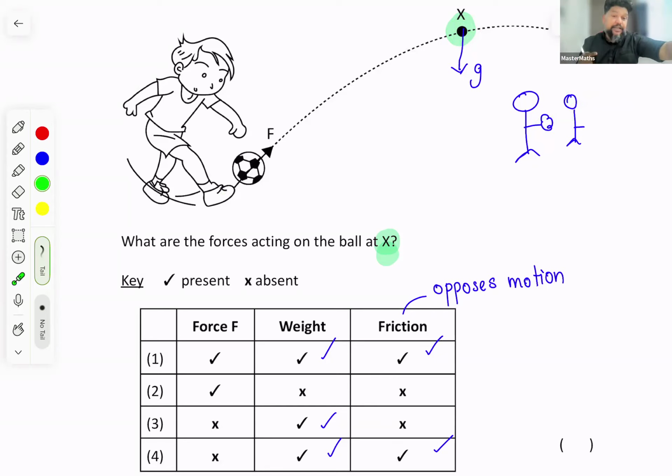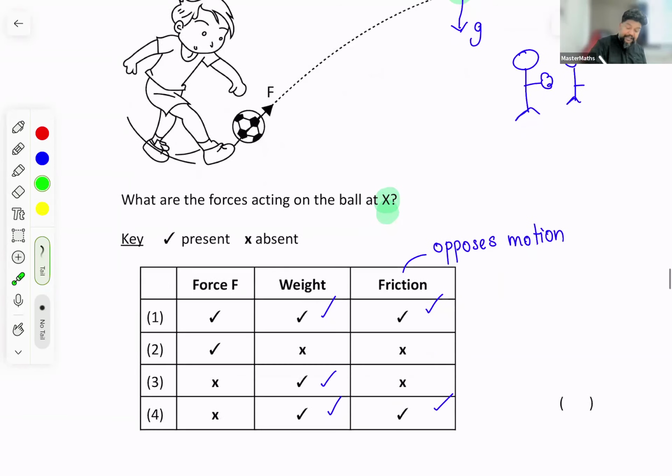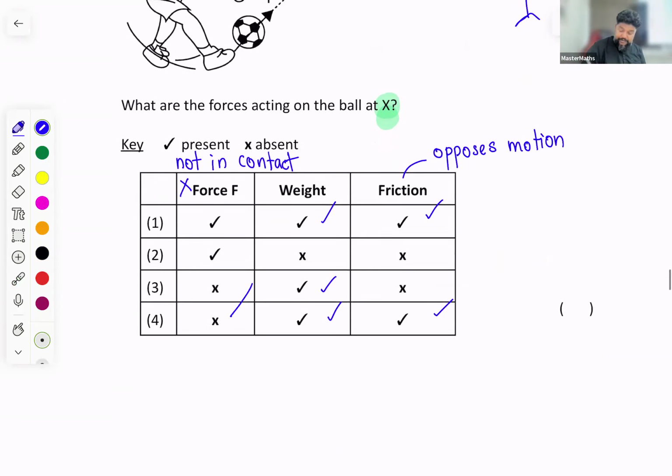Remember, there are certain forces that need to be in contact to operate. Certain forces don't need to be in contact to operate, like magnetic force and gravitational force. All other forces need to be in contact. So is force F acting at point X? No. Why is it not acting? Because it is not in contact. So what's the answer? Option number 4.